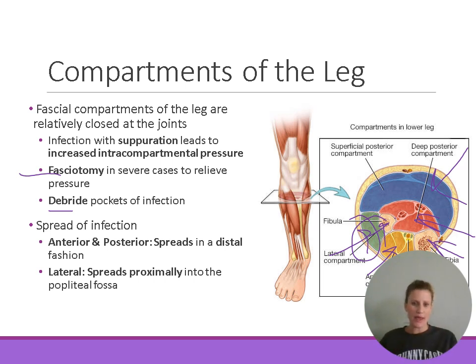Looking at the way that infection can spread, in the anterior and posterior compartments, infection spreads in a distal fashion. In the lateral compartment, infection spreads proximally into the popliteal fossa. When we look at the way that the infection spreads, it follows the common fibular nerve, the way that the common fibular nerve passes down through the popliteal fossa.